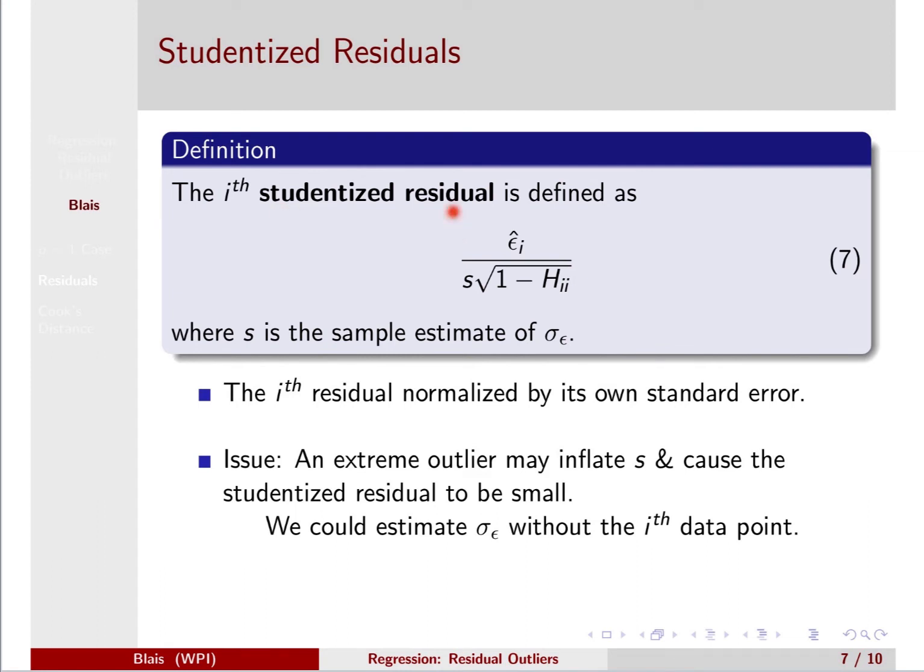So the ith studentized residual is defined this way: the ith raw residual divided by its standard error. And again, s is the same as before. It's the sample estimate of sigma sub epsilon. So this is also useful, and we can do the same thing. We can look at the distribution of all of these residuals, look at outliers, especially if the outliers have high leverage values.